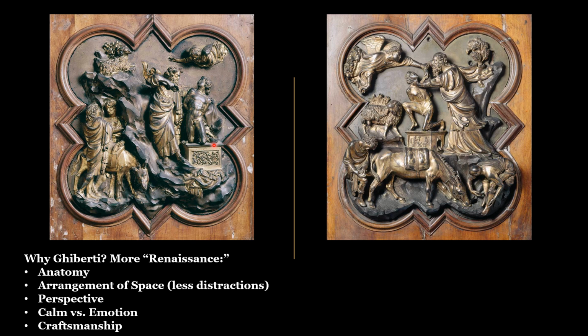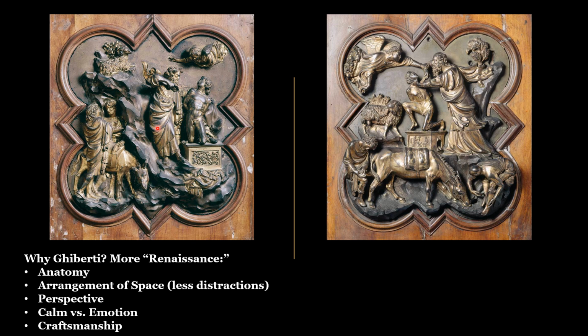Another thing would be the arrangement of space with less distractions. What Ghiberti has done is to basically arrange his panel almost like a kindergarten classroom. And what I mean by that is that there are zones. There is the servant area, there is the sacrifice area. The angel has a space to be. The ram has a space to be. In a way, everything is orderly. It is neat and tidy. And so it adds to the calm of the work.